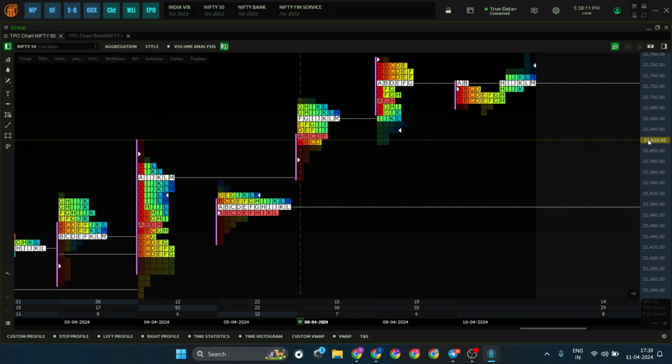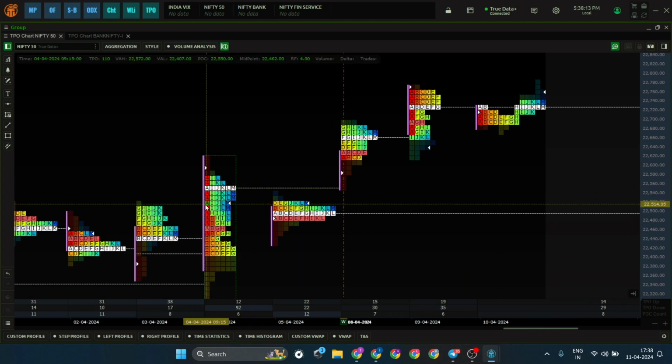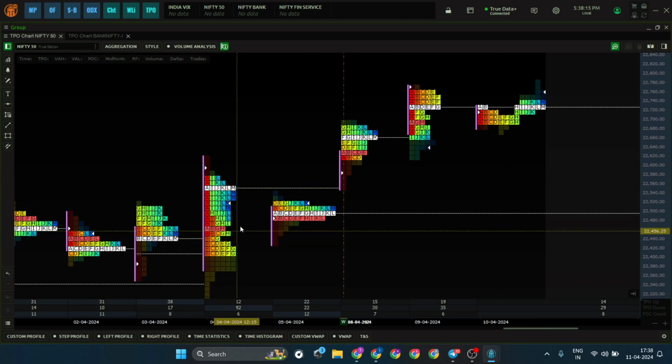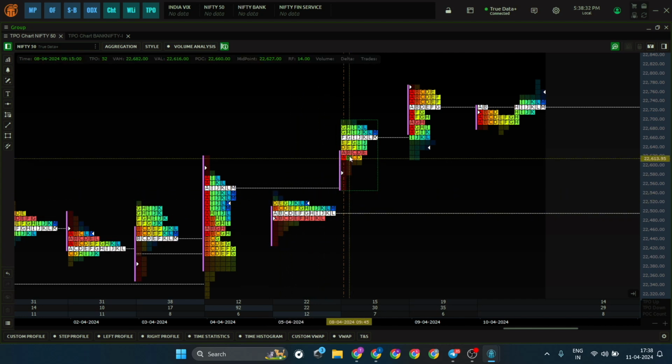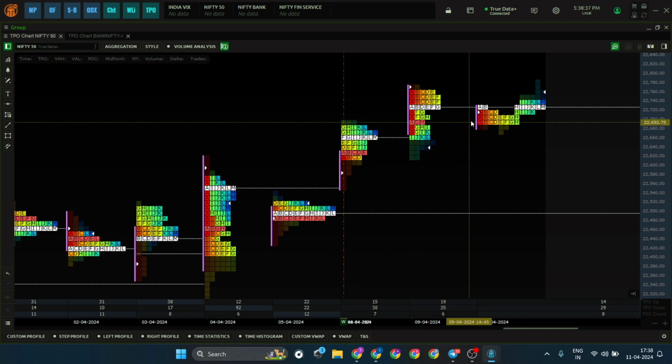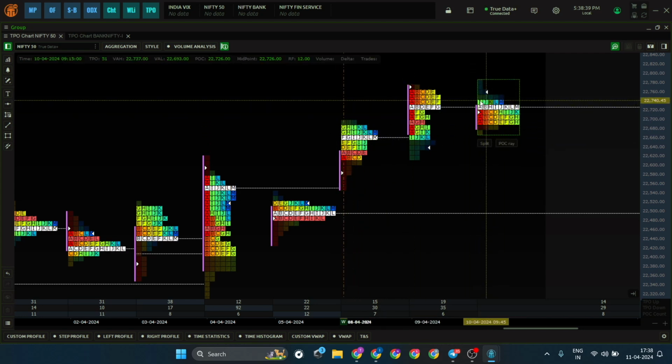In other words, if I zoom out, you can see this is the value area, and the value area is continuously shifting. That means that particular asset's value is continuously shifting on the higher side. So today this is the value area on 5th April, and again if you come to 8th April, this is the value area. So if you clearly see the value areas, this is the value area.